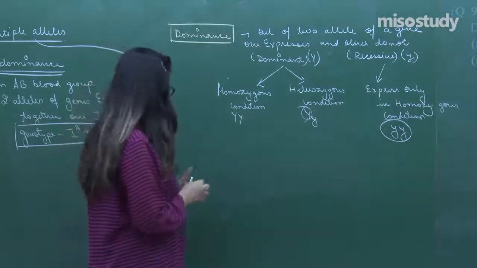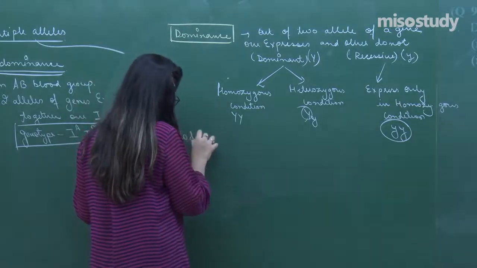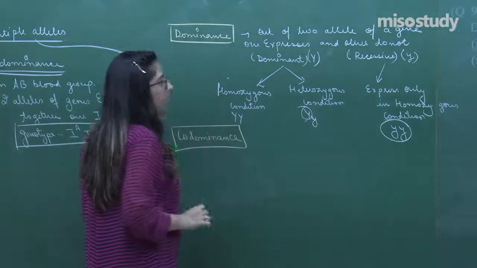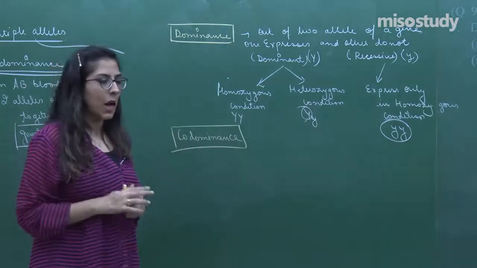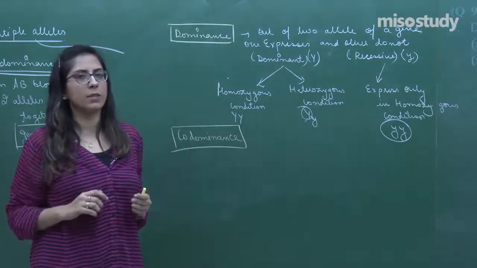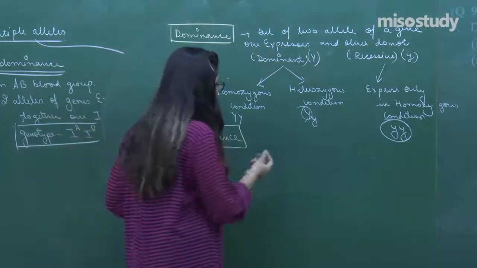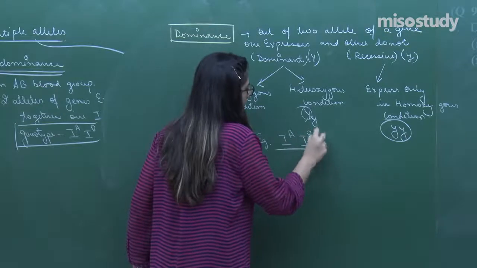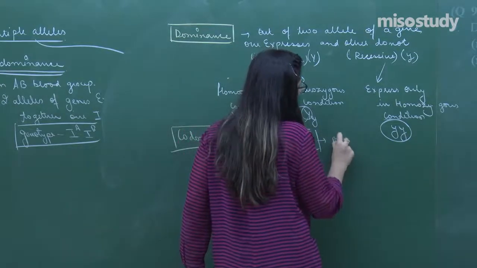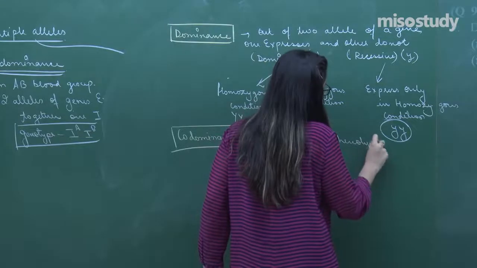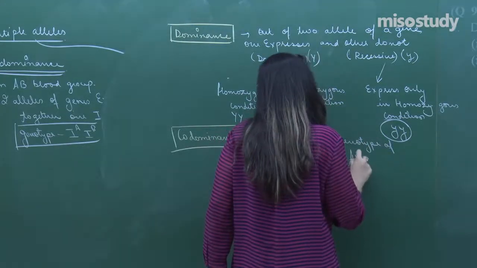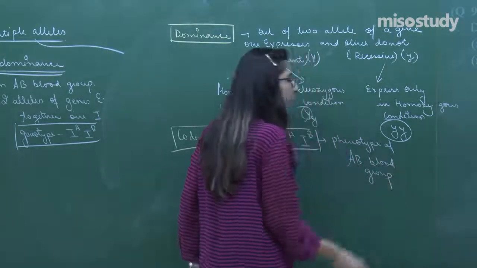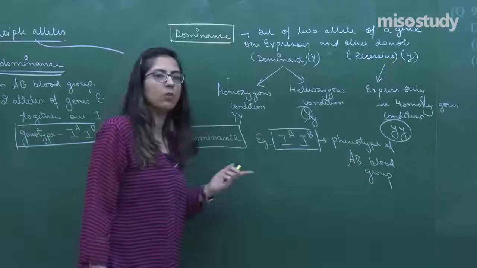Next we have codominance. Codominance is a condition where two alleles are there and both the alleles express. For example, we have all studied IA, IB. They produce a phenotype of AB blood group. Right? This is called codominance.